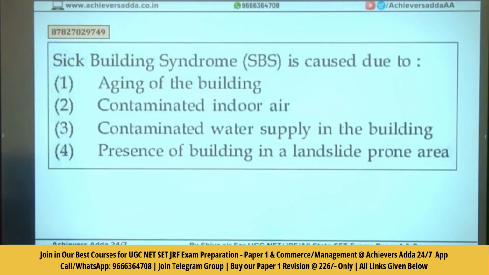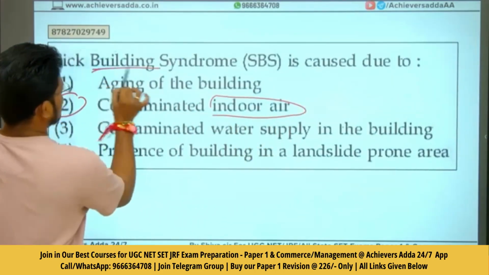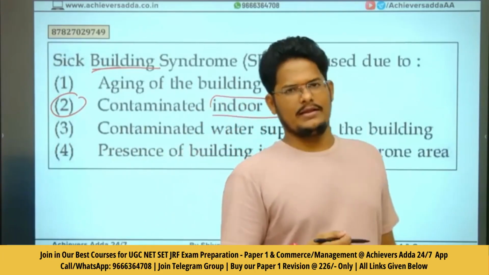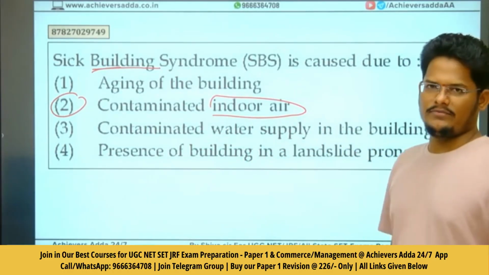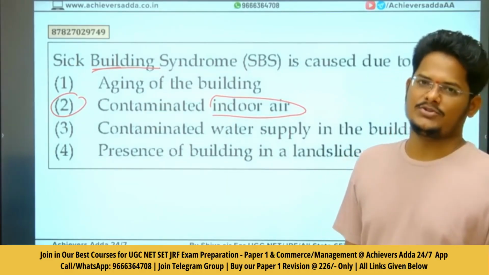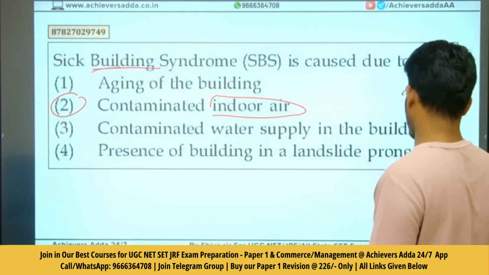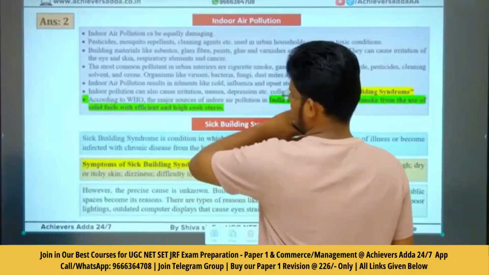SBS, sick building syndrome, is caused due to aging of the building, contaminated indoor air, contaminated water supply in the building, or presence of the building in a landslide. Answer is contaminated indoor air, because in sick building syndrome the old building will be releasing these indoor air pollutants. So from them only we will get sick. That's why people who are living inside old homes will generally get health issues, because of contaminated air inside the building. So indoor air pollution is equally damaging.